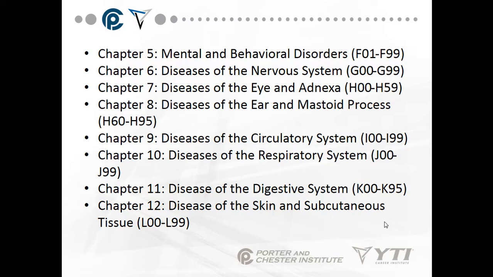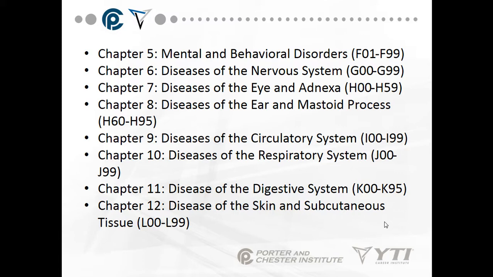Chapter 7 is diseases of the eye and the adnexa. What is the adnexa? The adnexa are the structures around the eyeball. Chapter 8 are diseases of the ear and the mastoid process, because the mastoid process houses the hearing parts of the ear. Chapter 9 are diseases of the circulatory system. These are the I codes. So this would be for hypertension. Chapter 10 are diseases of the respiratory system, the J codes, and this is where you would have an upper respiratory infection or a sore throat.